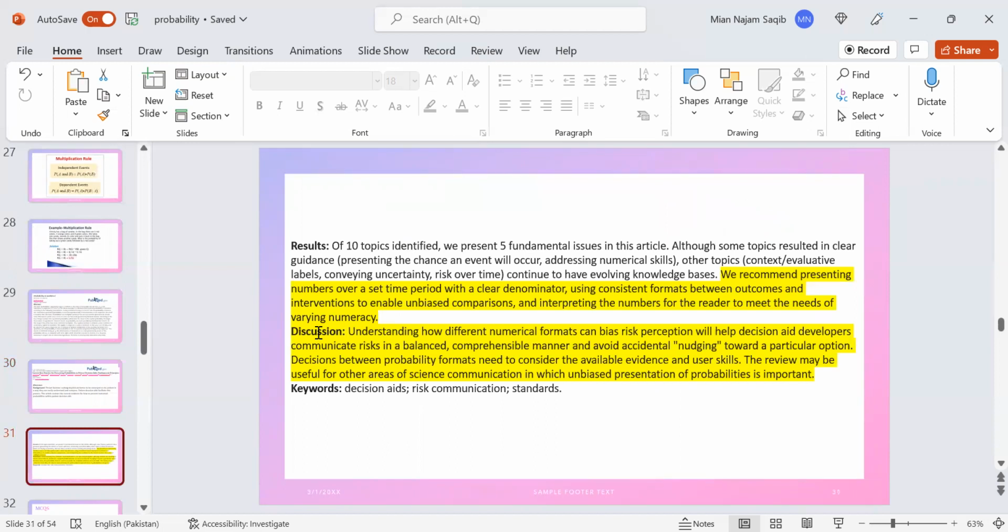The results were that they recommended presenting numbers over a set period with a clear denominator, using consistent formats between the outcomes and interventions to enable unbiased comparisons, and interpreting the numbers for the reader to meet the needs of varying numeracy. The discussion was that understanding how different numerical formats can bias risk perception will help decision aid developers communicate risks in a balanced, comprehensible manner and avoid accidental nudging towards a particular option. Decisions between probability formats need to consider the available evidence and user skills. The review may be useful for other areas of science communication in which unbiased presentation of probabilities is important.